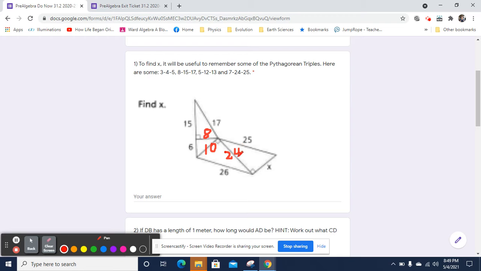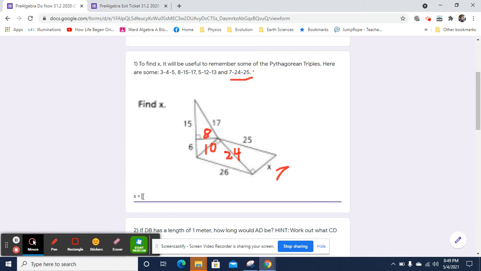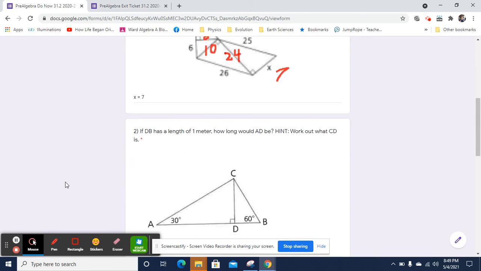And then we're right into another Pythagorean triple here. 7, 24, 25 for the win. So x will equal 7. Okay, let me erase that dot. There, it's gone. Now that is the answer. So here we go. X equals 7. Inches or units or something like that.